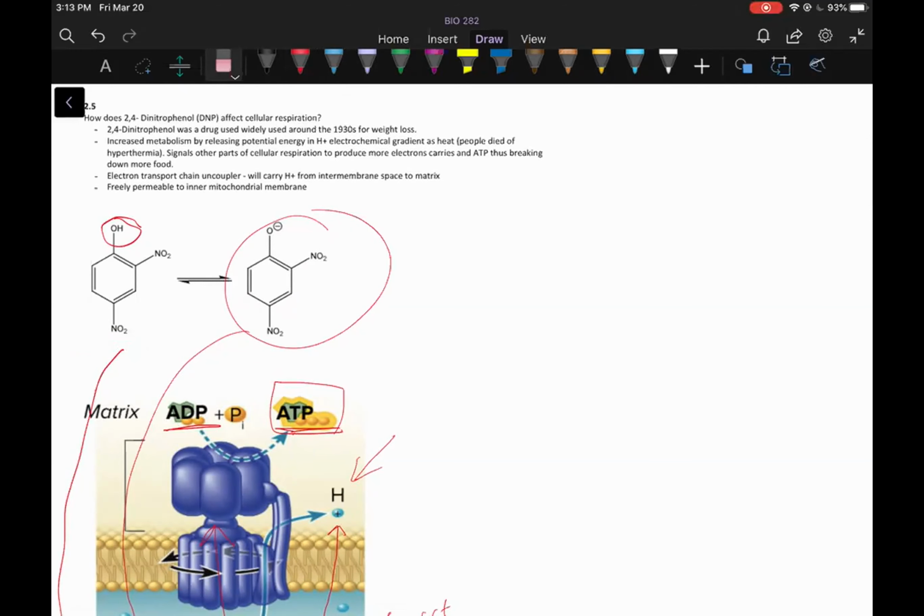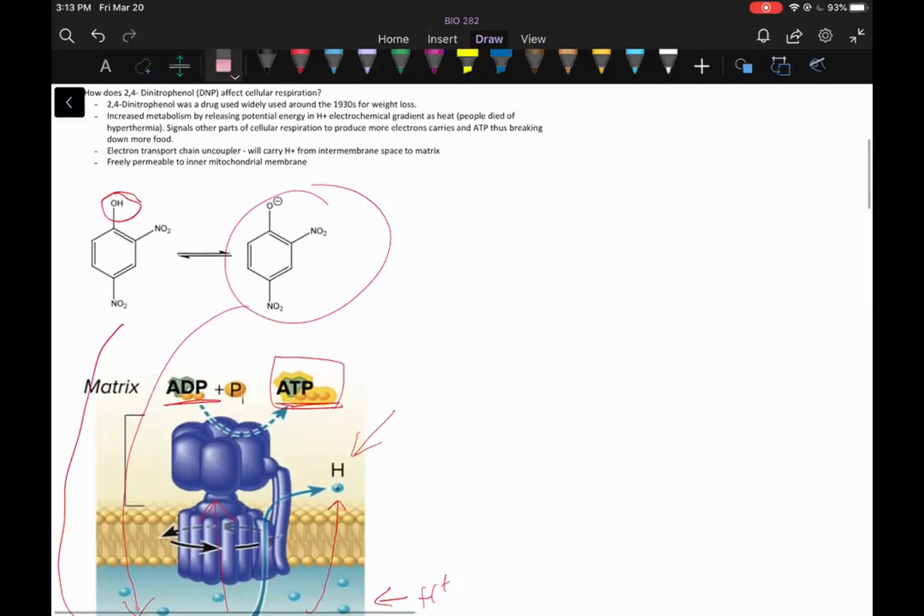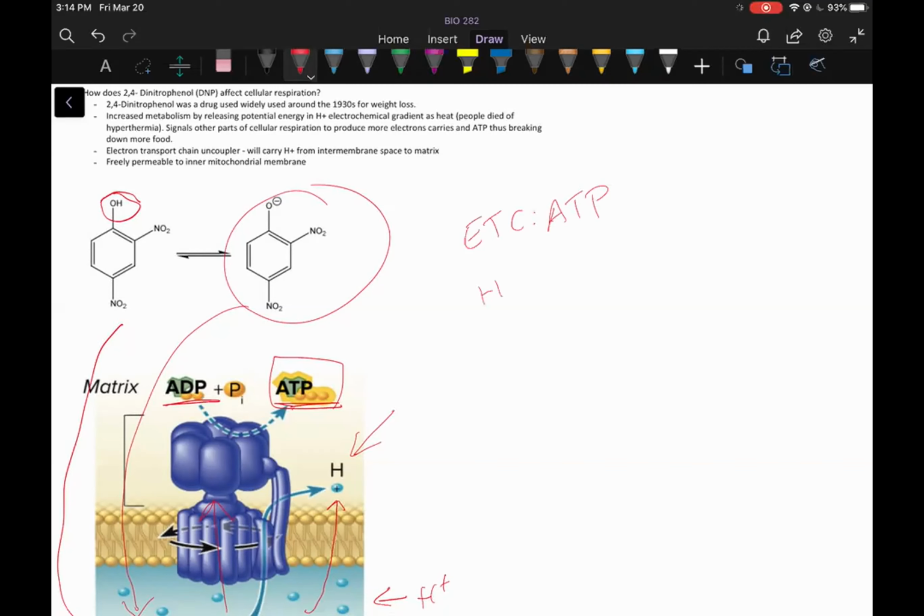Okay. So basically for the electron transport chain, what we get out is ATP, right? That's going to be our output. And for that, we need our hydrogen ions to go through ATP synthase.